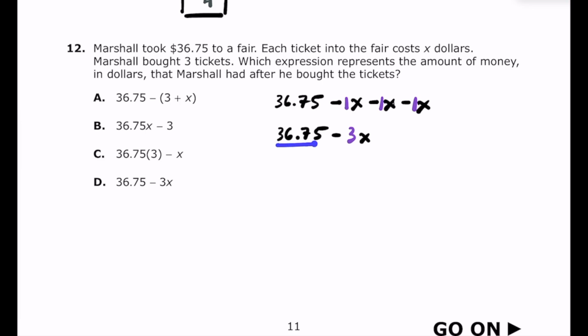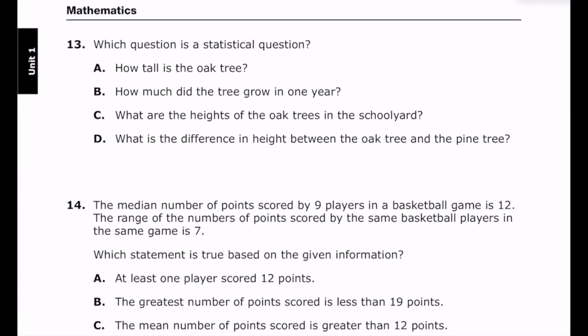So here's what he started with, and he's spending money. He's buying 3 of these tickets. So if you're looking for an expression that represents that, this one is going to make the most sense here. All right, let's go ahead and try number 13.